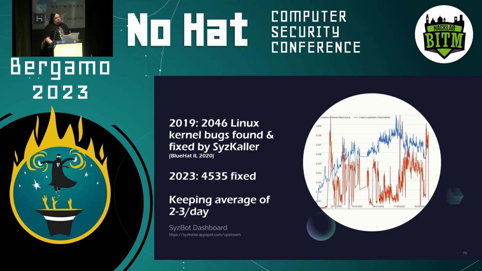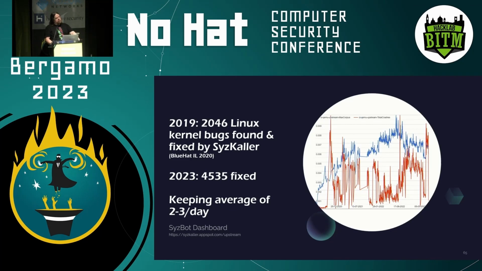And as people wanted to apply this to things beyond files, like network protocols or kernel system calls or ioctls and things along those lines, we needed a new technology to come along. And at this point, syzkaller has been in production since, I think it's on the next slide, but syzkaller has found 2,046 kernel bugs found and fixed.